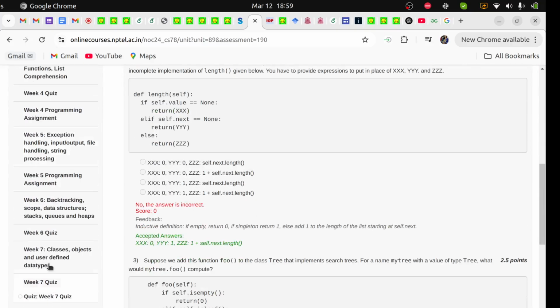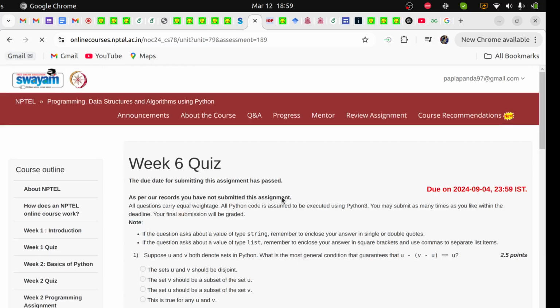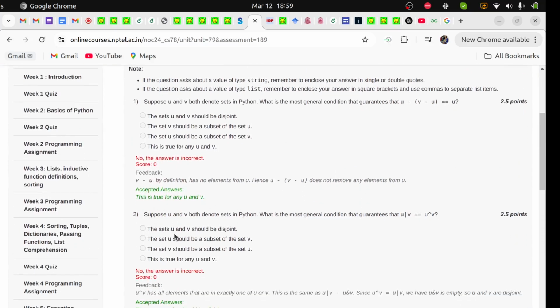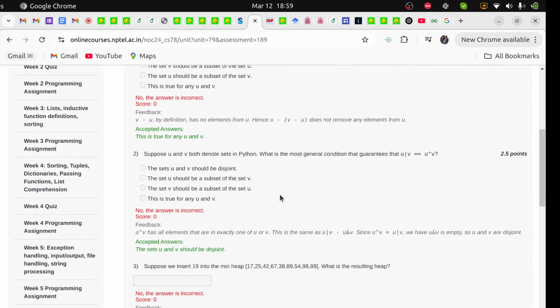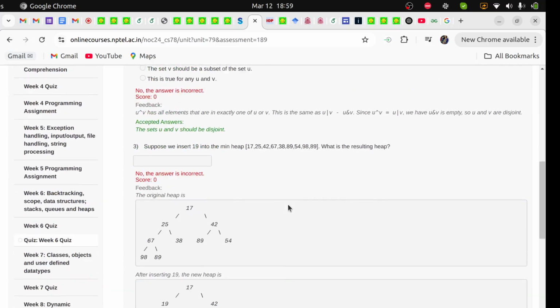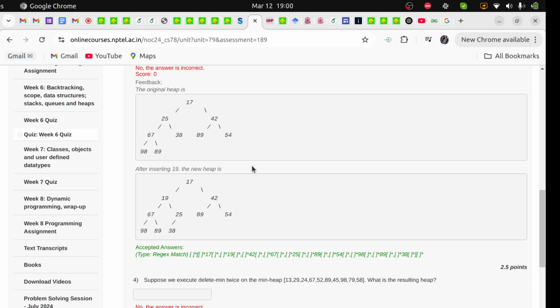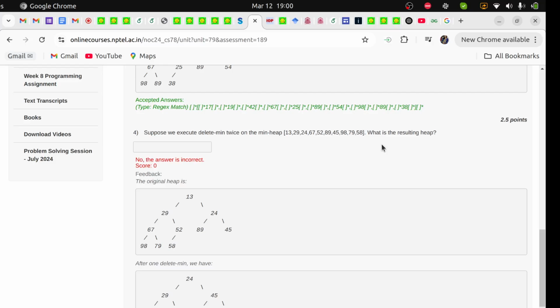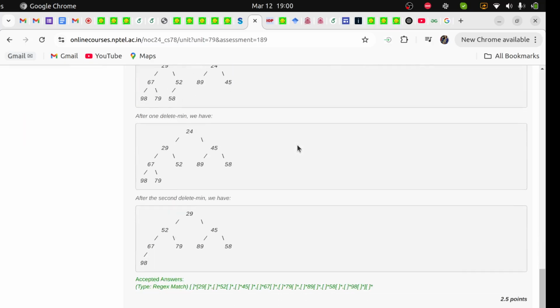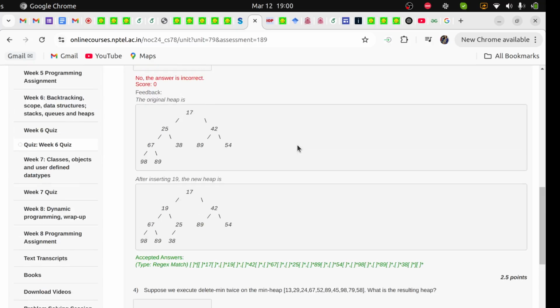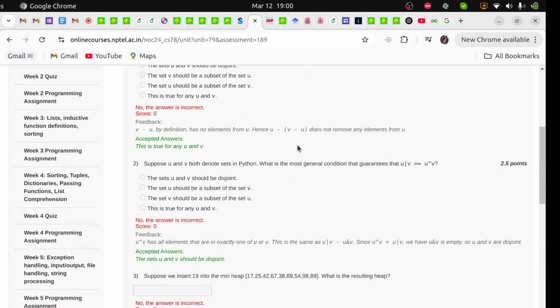I can tell you that quiz 6 was just over, so you can get an idea of what quiz 6 was. Quiz 6 was exactly the same thing, that set question. Then there was a heap question: what will be the structure if I just insert 19? Then there will be some delete operation. That's it. And the same thing is there in that case as well, right?